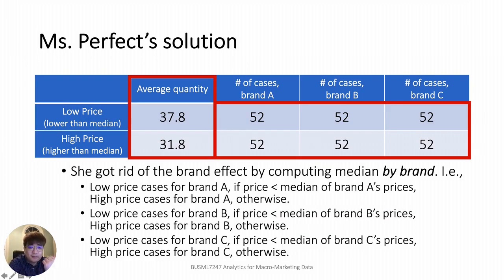And this is Ms. Perfect's solution. She gets rid of the brand effect by computing median by brand. Those well-balanced numbers of observations indicate that the brands are randomized between the price groups, and the lower the price, the more the sales, as our conventional wisdom.